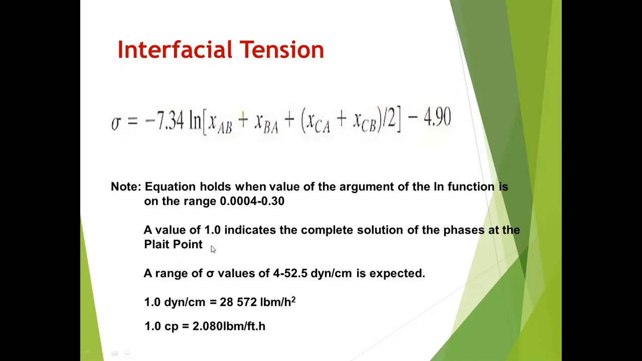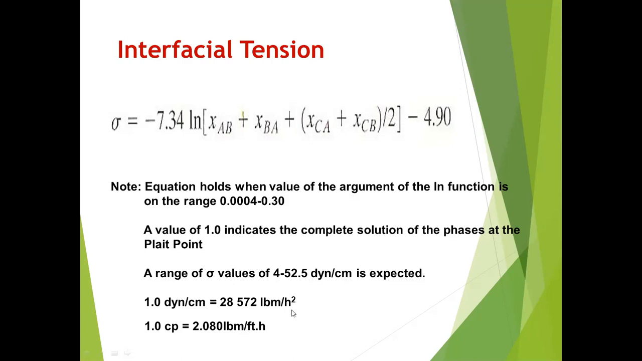A value of 1 for the argument of the ln will indicate a complete solution of the phases at the plait point. Meaning if it's a complete solution at the plait point, there is no separation expected. Now a range of interfacial tension values of 4 to 52.5 dyne per centimeter is ideal and expected for any extraction process. Now, this is the conversion that I mentioned when we were solving the problem regarding the conversion from dyne per centimeter for the interfacial tension.